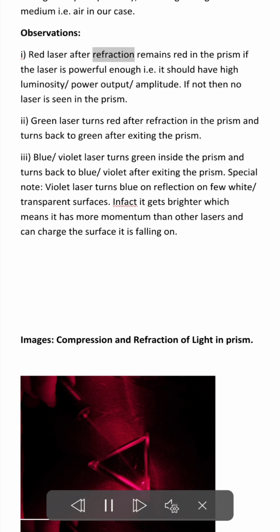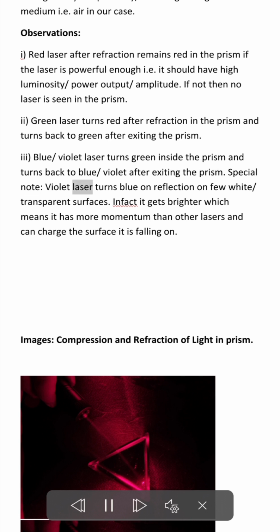1. Red laser after refraction remains red in the prism if the laser is powerful enough, i.e. it should have high luminosity, power output, or amplitude. If not, then no laser is seen in the prism. 2. Green laser turns red after refraction in the prism and turns back to green after exiting the prism. 3. Blue/violet laser turns green inside the prism and turns back to blue/violet after exiting the prism.